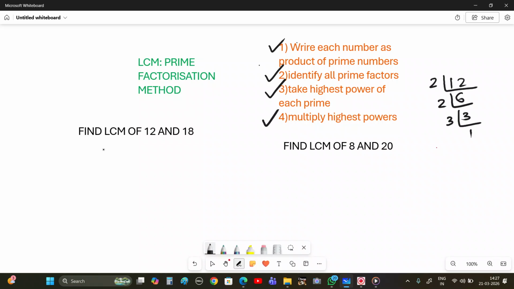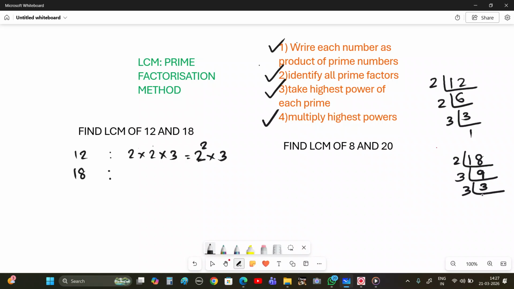So what are the factors of 12? For 12, the factors are 2 times 2 times 3. Or you can write it as what? 2 times 2 can be written as 2 coming twice, which means you can write it as 2 squared times 3. This is for 12. Okay, you have to do the same thing for 18, the next number. For 18, first you can divide by 2, that will give you 9, because 18 divided by 2 is 9. Now it is divisible by 3, you will get 3. Again you can divide by 3, you will get 1.